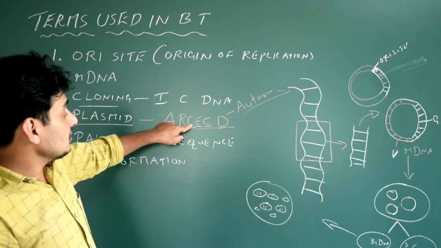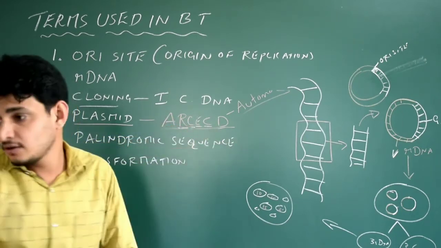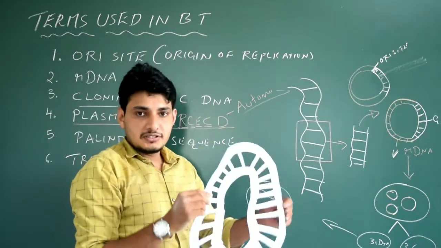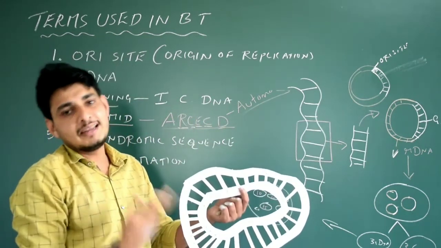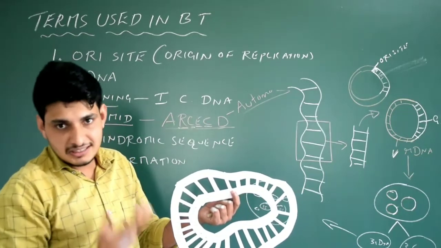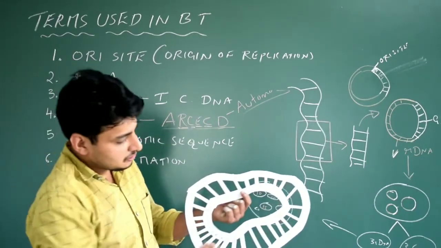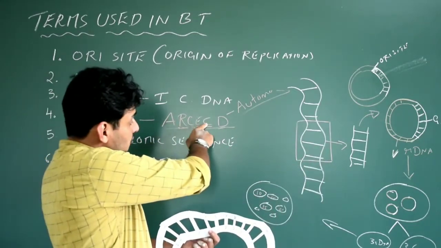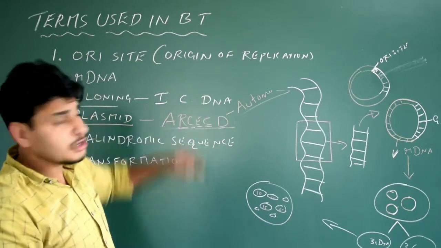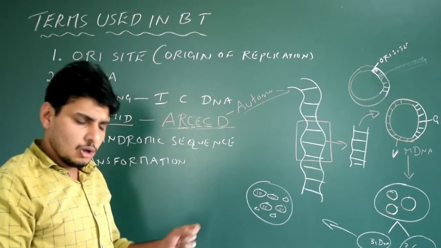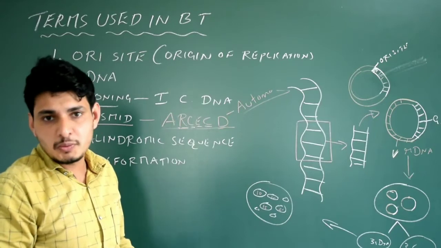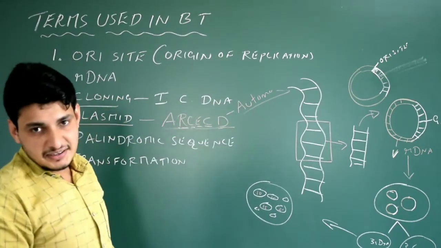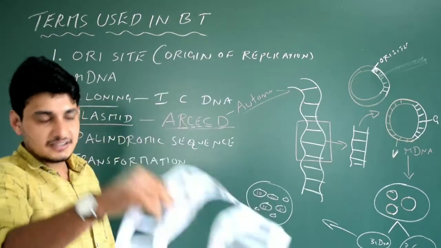This is circular. The normal plasmid DNA will be like this. See, I have prepared a model using paper. This is actually the plasmid of any bacteria. Plasmid should be present in any type of bacteria. So this is circular, right? And this one is extra chromosomal. Why is it extra chromosomal? All the bacteria contain their main chromosome. Along with that, it will be lying beside in the cytoplasm. It's DNA, double stranded. So that is plasmid.